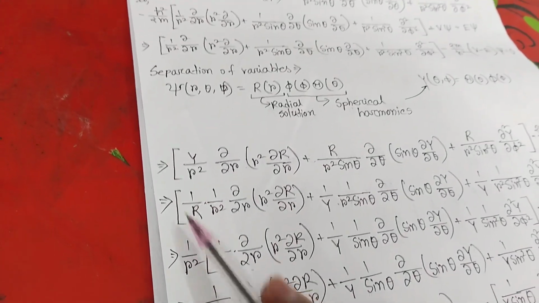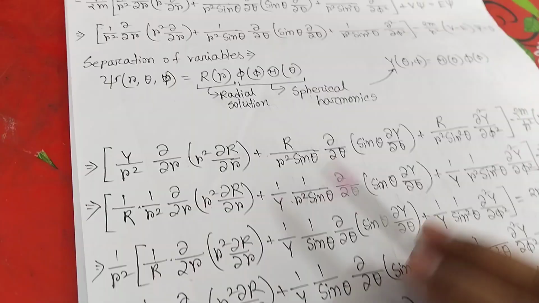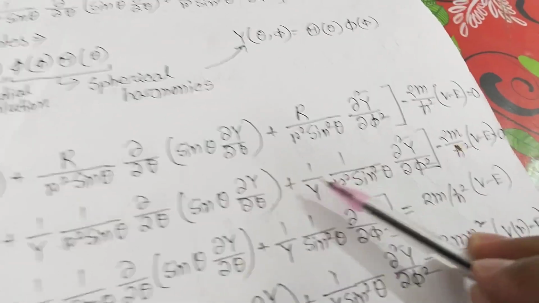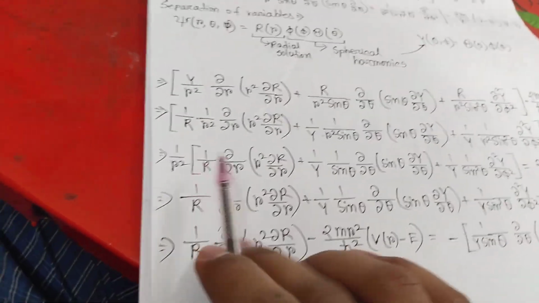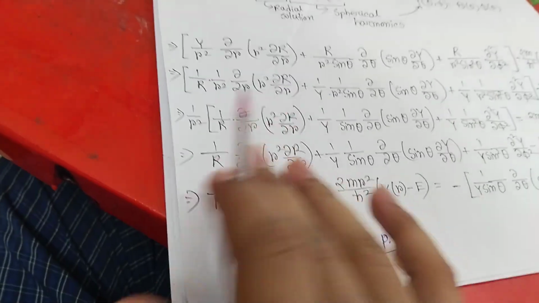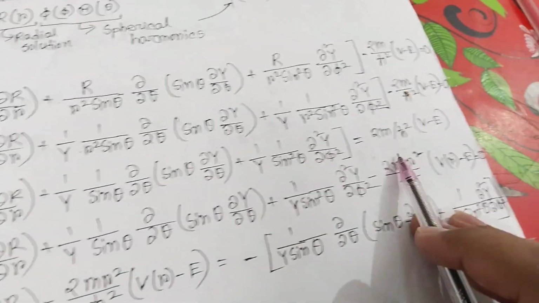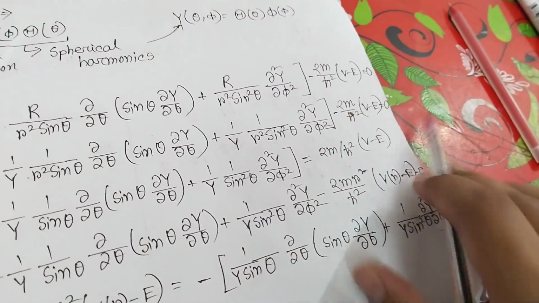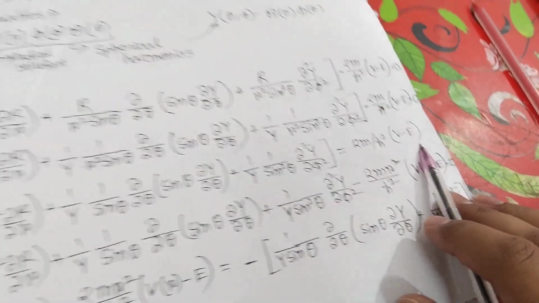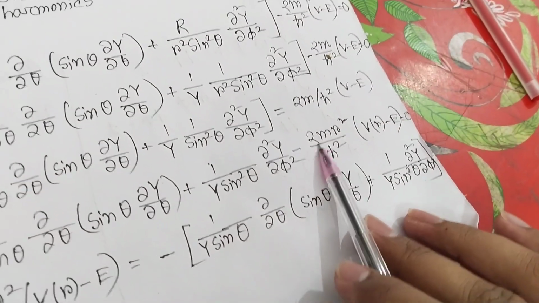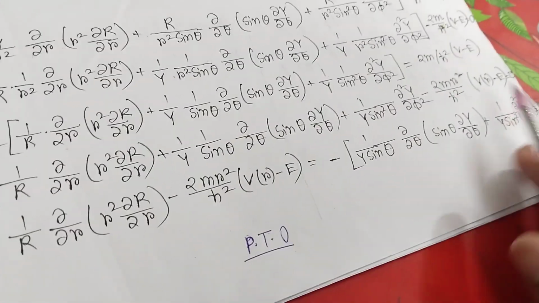You would get 1 by R because Y and Y cancel out. R and R cancel out, so you will get 1 by Y, and this will stay the same. Here you will take 1 by r square out, and you will get this expression equals, take this to the other side, 2m by h bar square into v minus e. We've distributed the psi, so there is no psi there. 1 by r square, take the r square to the other side, and you will get minus 2m r squared by h bar squared. Okay, so this gets simplified to this expression.